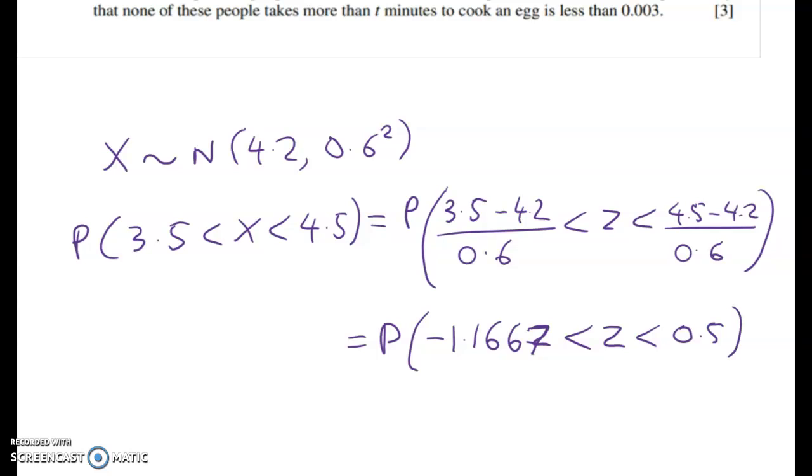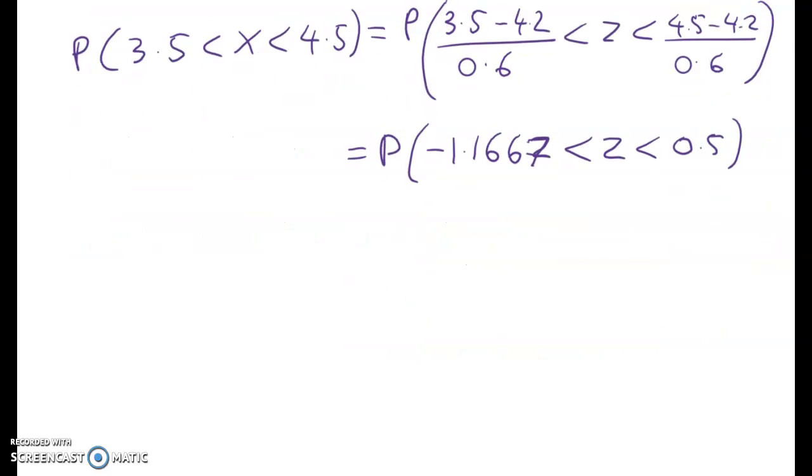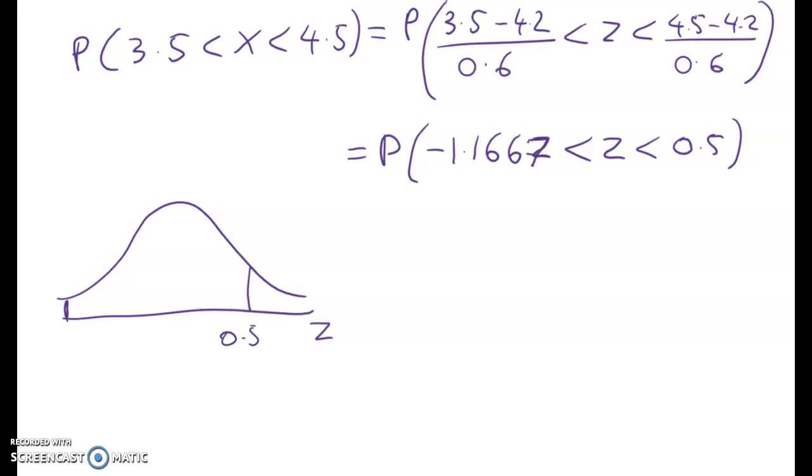Now the next thing, of course, I'm going to tell you to do is to draw a picture. And the picture is a Z picture. Let's try that again. So here's my curve, and I'm looking for the area. This is Z, and this is 0.5, and this is negative 1.167, which I think is what I ended up using in the table.